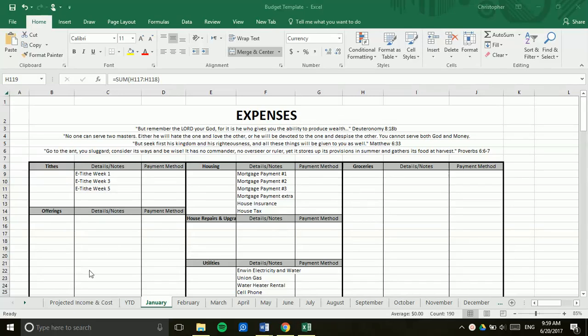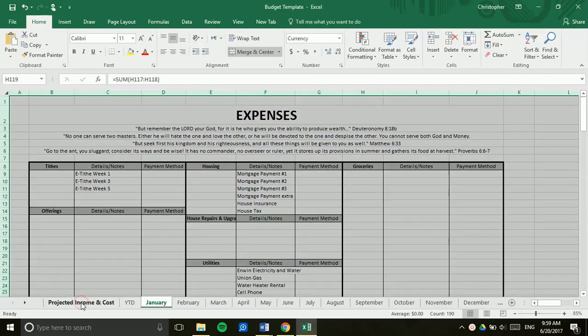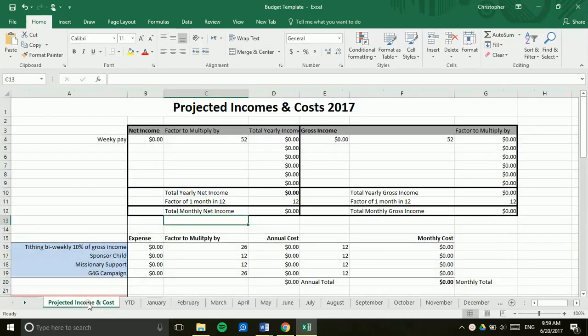So we start over here on the projected income and cost. This is the first page, and it shows you how to basically input your projected income. For some of you, this will be easier than others. If you're salaried, it's fairly straightforward and simple. If you're week to week, it's a little bit more difficult, but try to get kind of an average. Hopefully you have a past history that you could use.